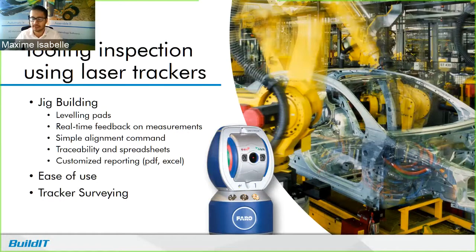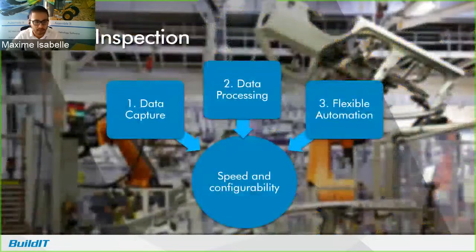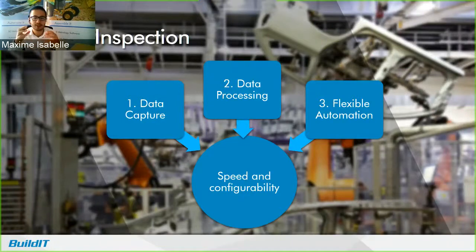But now let's talk more about inline inspection. When it comes to inline inspection, there are essentially 3 components that we need to work with in order to obtain speed and configurability, which is quite important. The configurability aspect is taken care of by the automation.